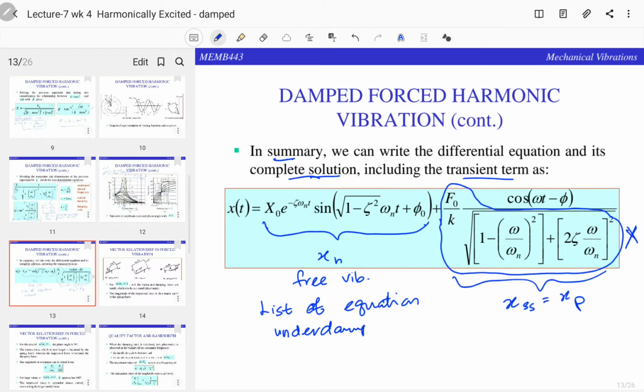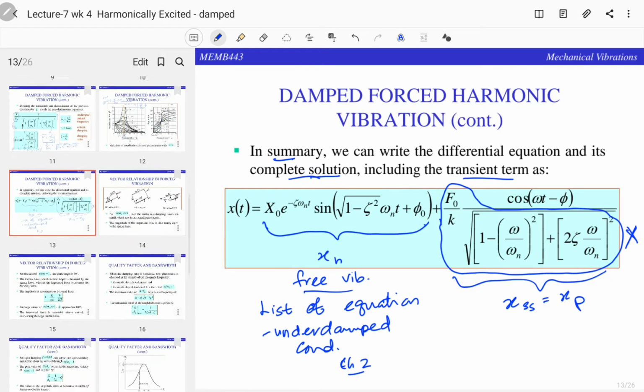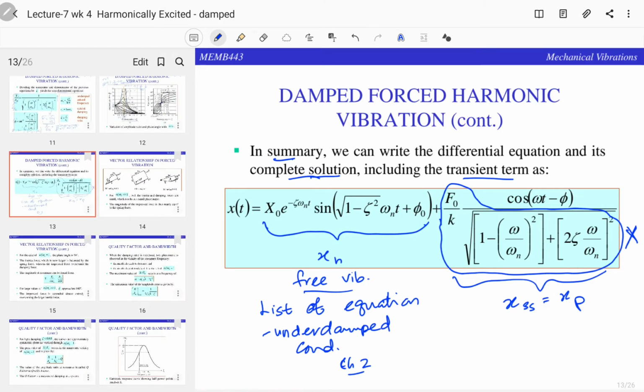Underdamped condition. So you will find that there is an equation that relates how you write the solution for the free vibration for the underdamped condition. I think we also have derived this in chapter 2. So basically this part is chapter 2. So please refer to that in your notes.